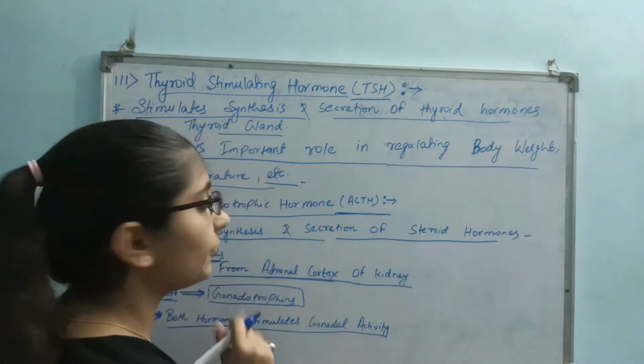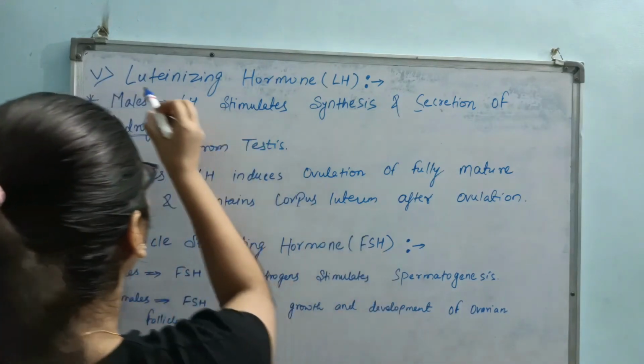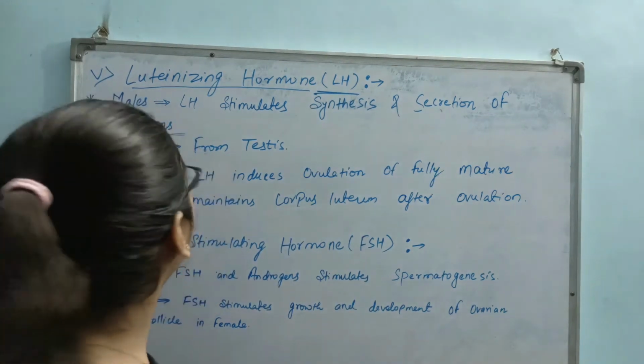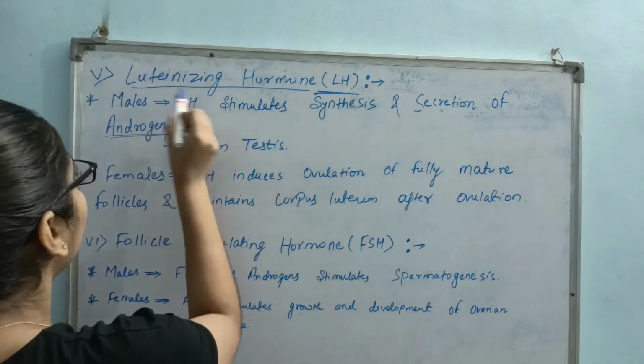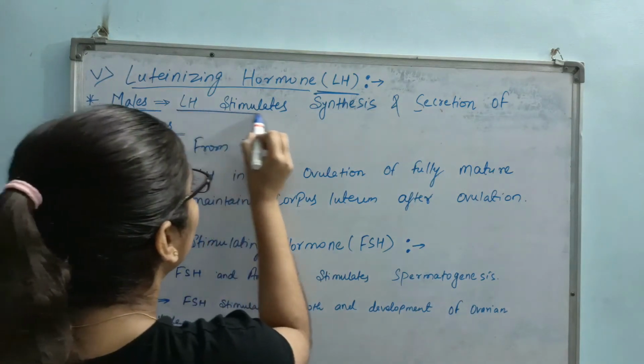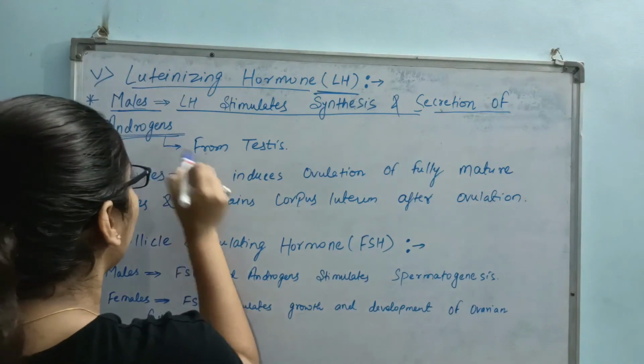Now we will study the fifth hormone, that is luteinizing hormone. It is also known as LH in short form. Now what is the function of LH in males? In males, it stimulates synthesis and secretion of androgens from the testes.